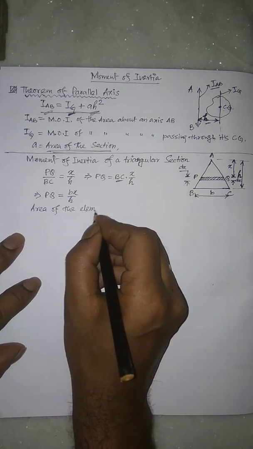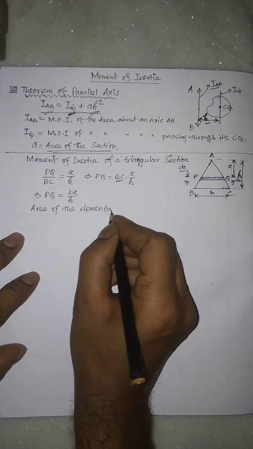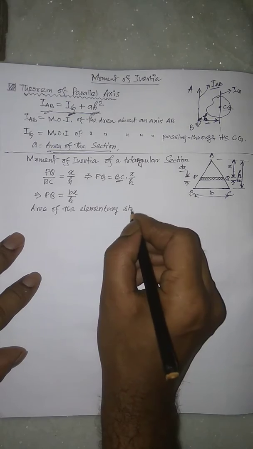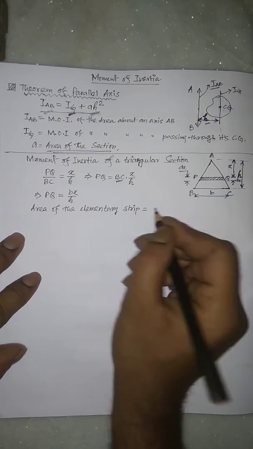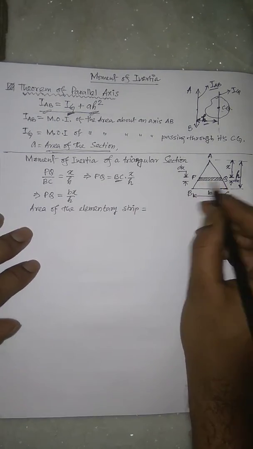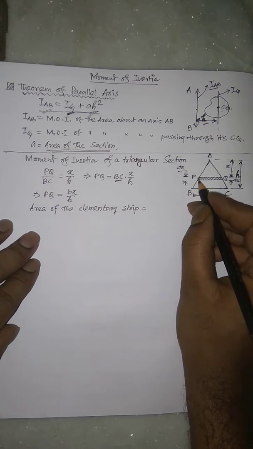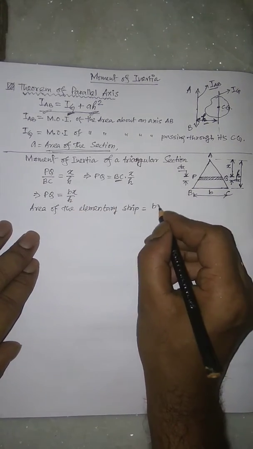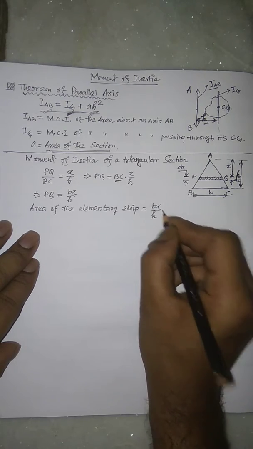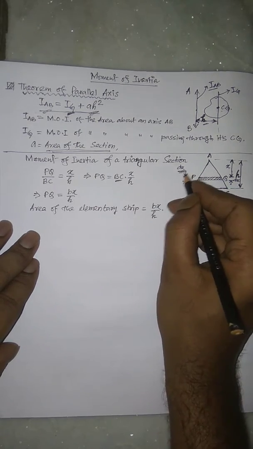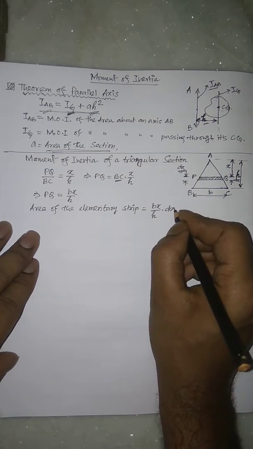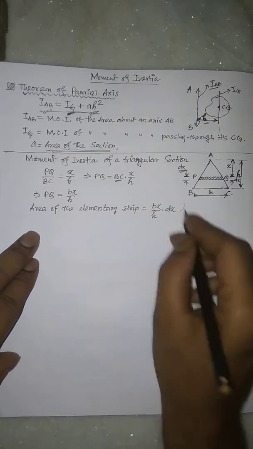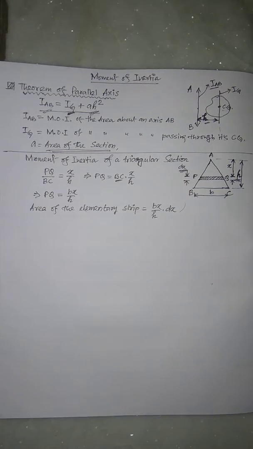Now the area of the elementary strip is equal to the thickness multiplied with the length PQ, that is bx by h multiplied with the thickness dx. So this quantity is the area of the elementary strip.